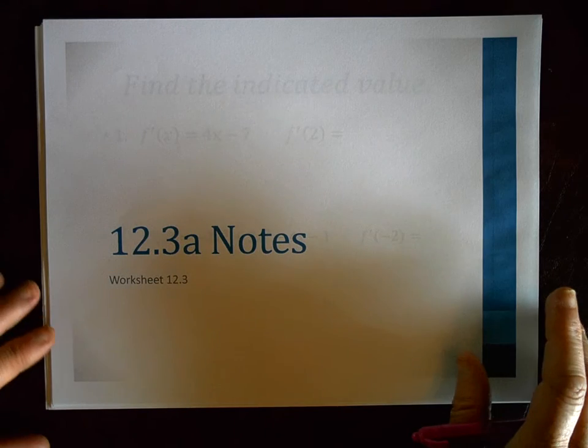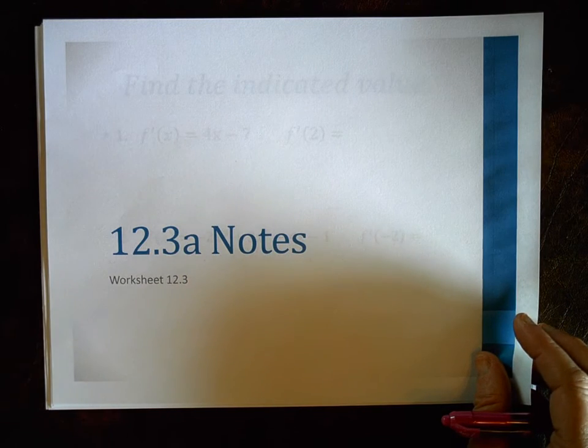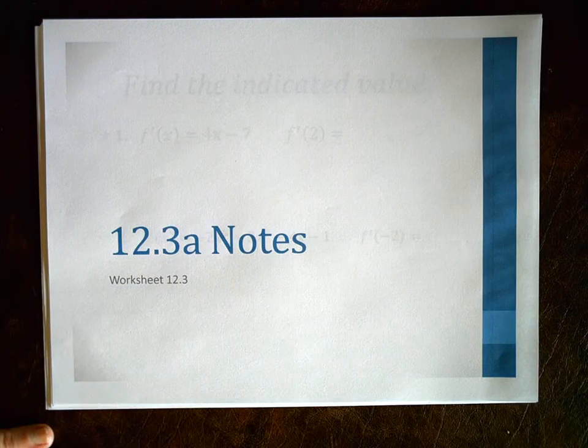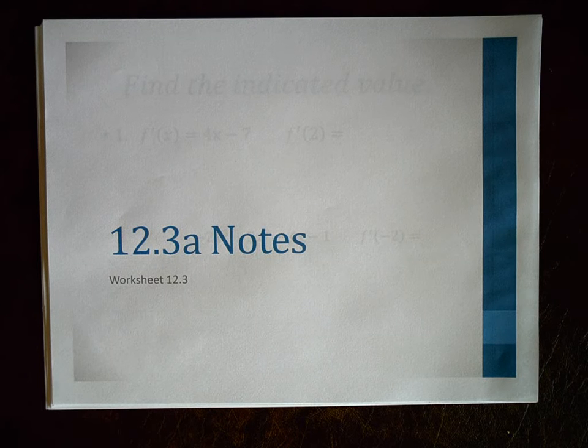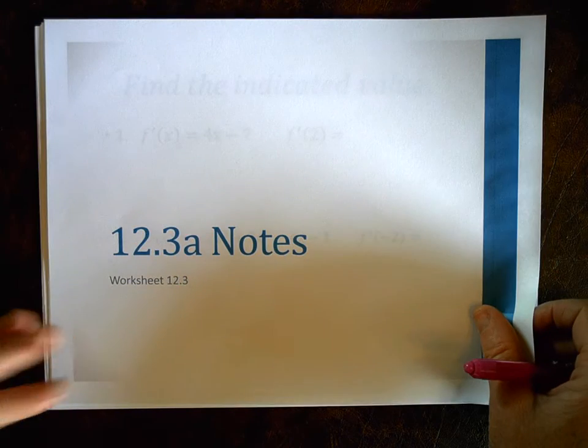Okay, so now we are going to be doing 12.3a notes. I don't know why the A is there, to tell you the truth, but this is going to be really talking about how the derivative is a slope and how you can use the derivative to find the slope in the equation of a line that's going to go by a curve. So you're going to have to remember some things about slope and points on the graph.